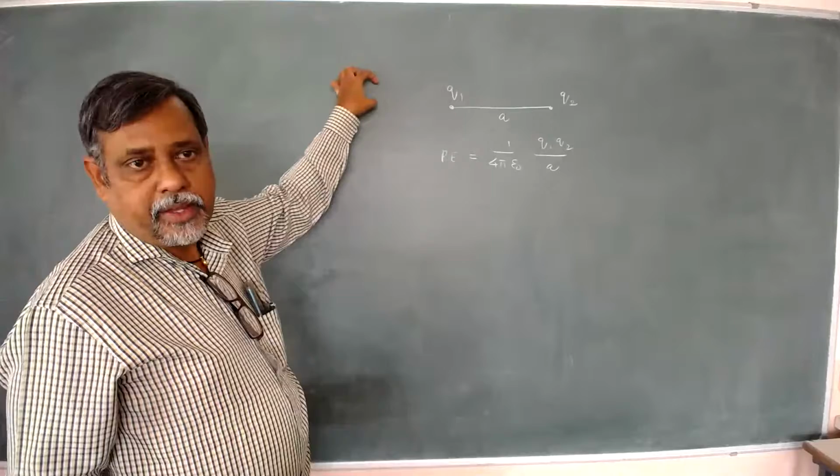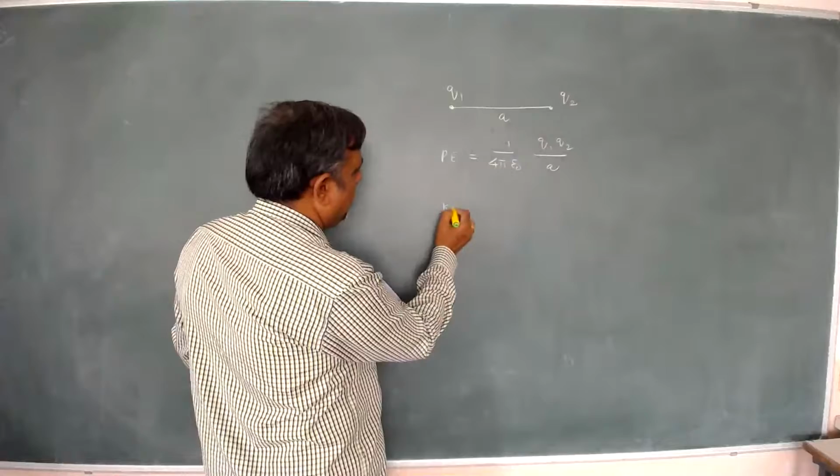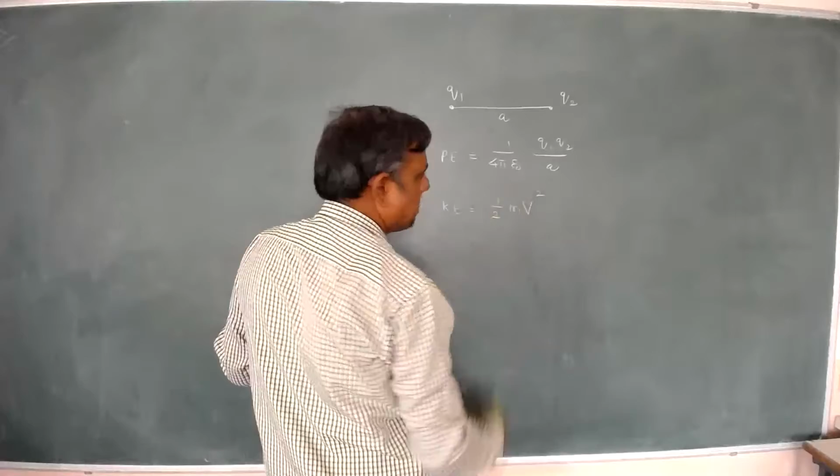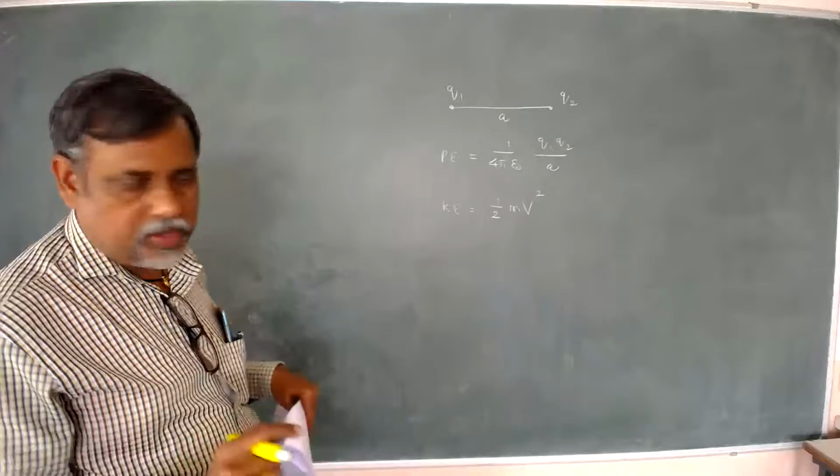With the same kinetic energy, the second particle also moves, because the magnitude of the velocities will remain the same. So the kinetic energy in this particular case is equal to half m v maximum square. According to the law of conservation of energy, at any points the total energy will be equal.